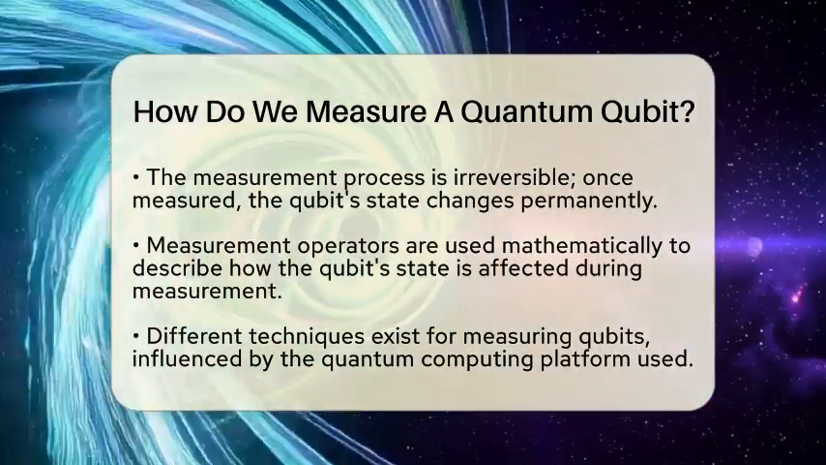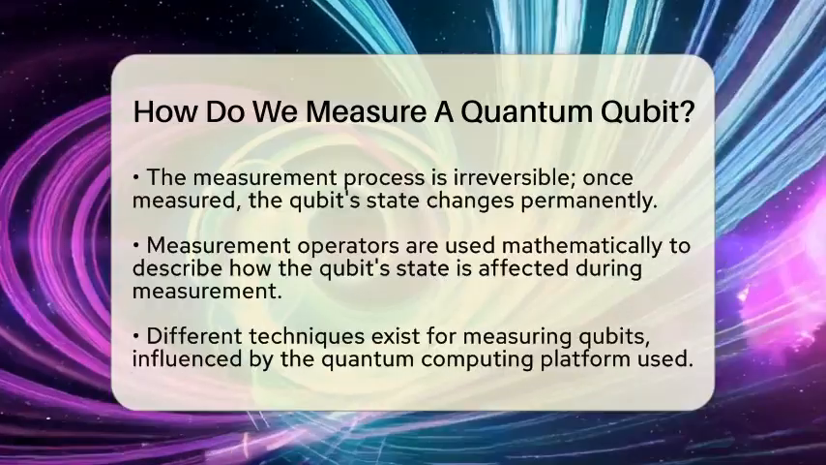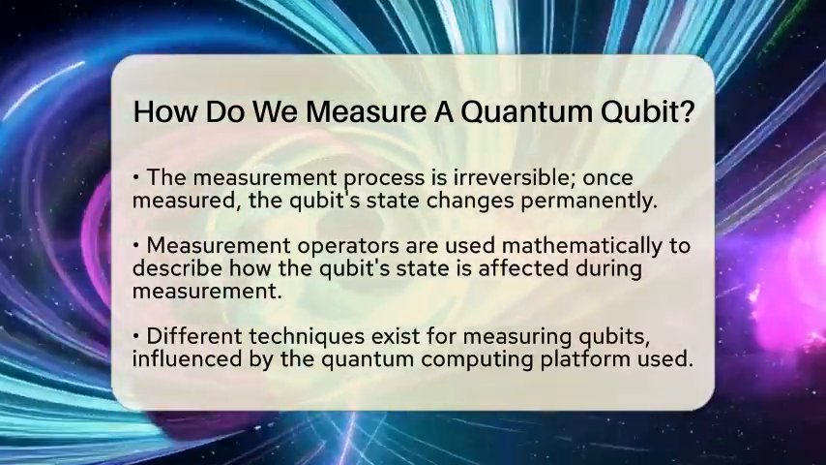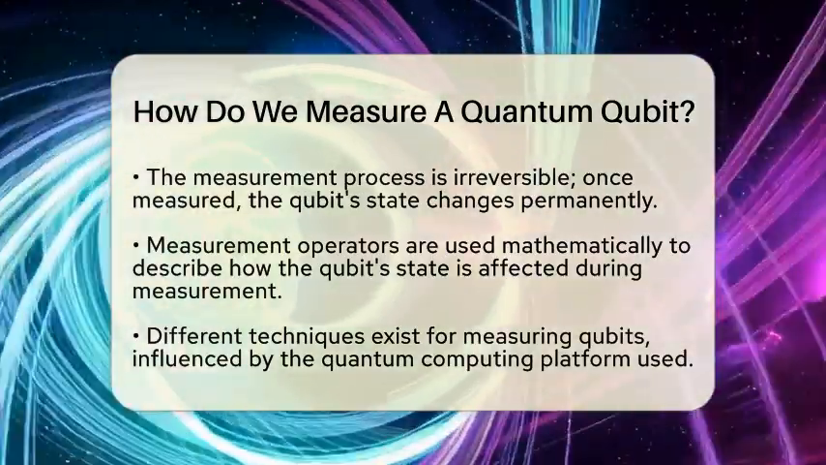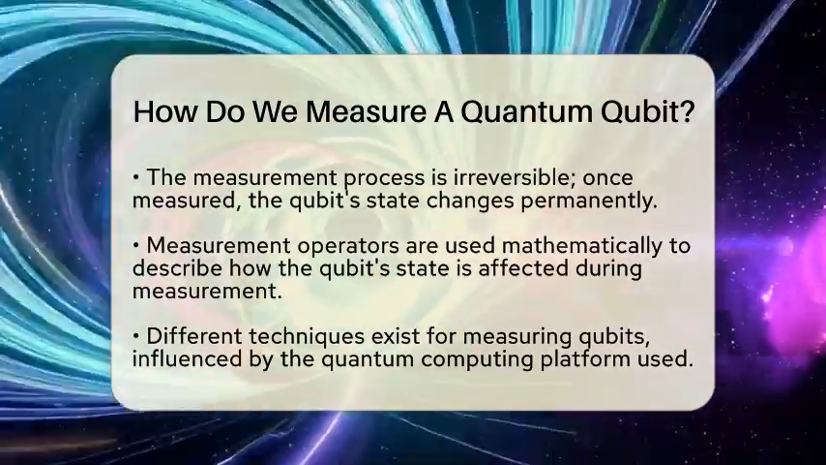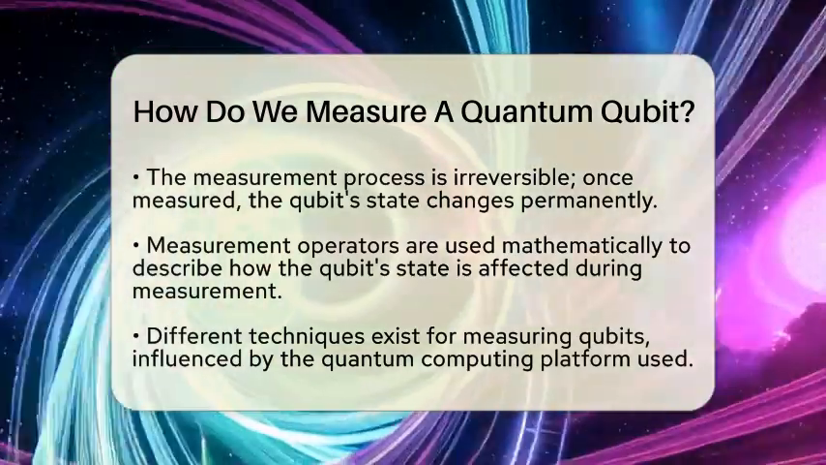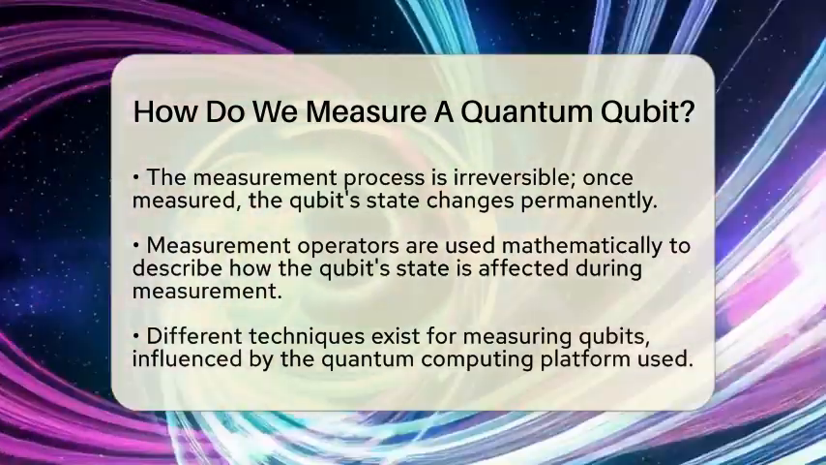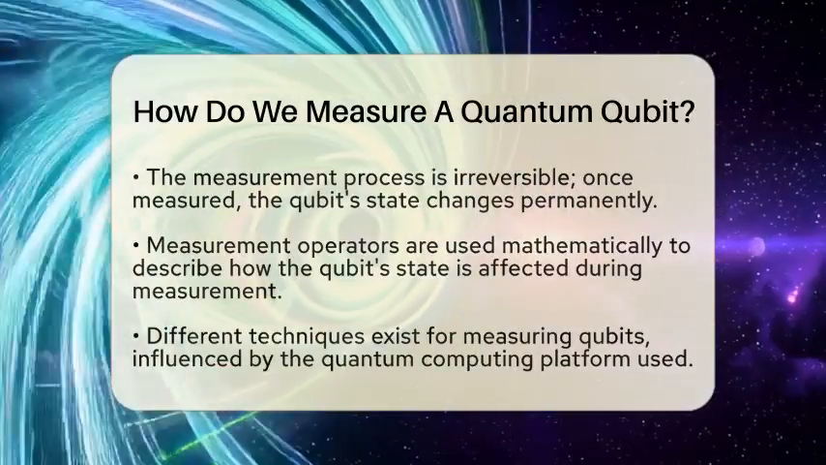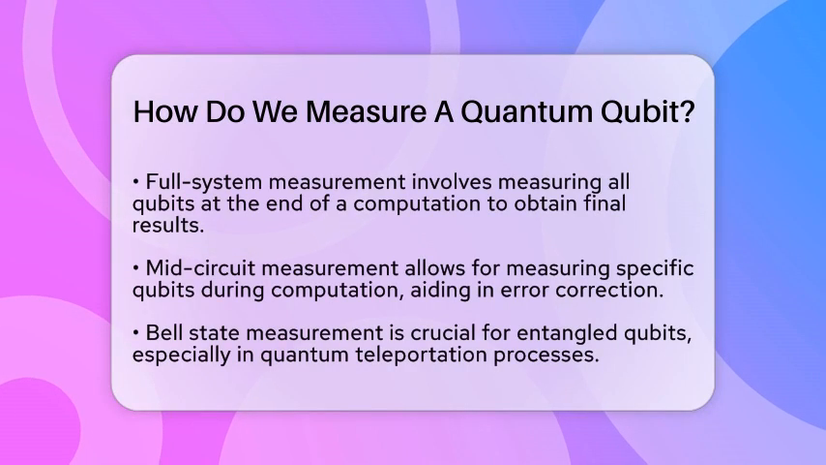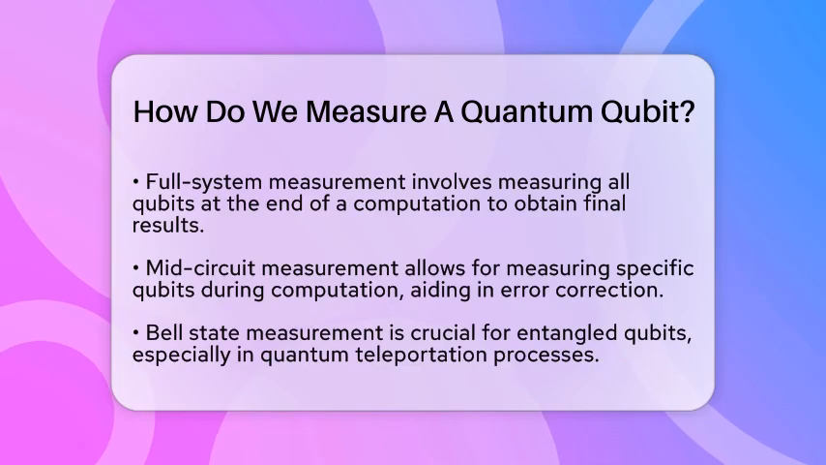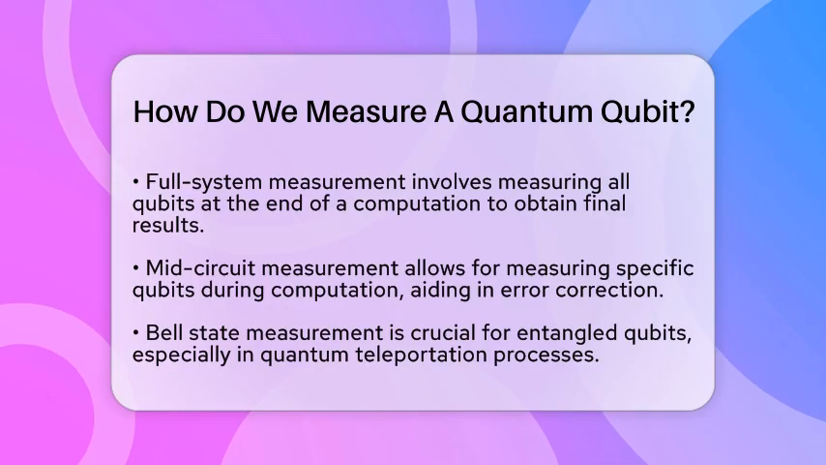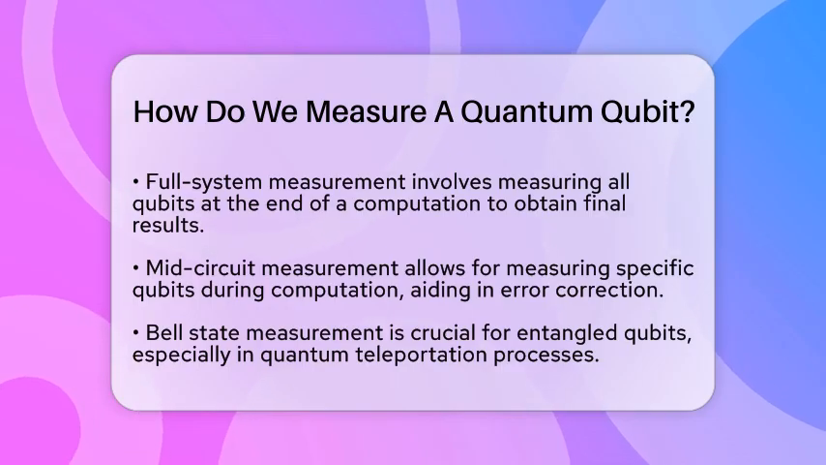There are several techniques for measuring qubits, and the method often depends on the type of quantum computing platform being used. For instance, in a full system measurement, all qubits in a quantum processor are measured at the end of a computation to read out the final result. In contrast, a mid-circuit measurement allows us to measure specific qubits during the computation. This can help influence further operations or correct errors without disturbing the entire quantum state.